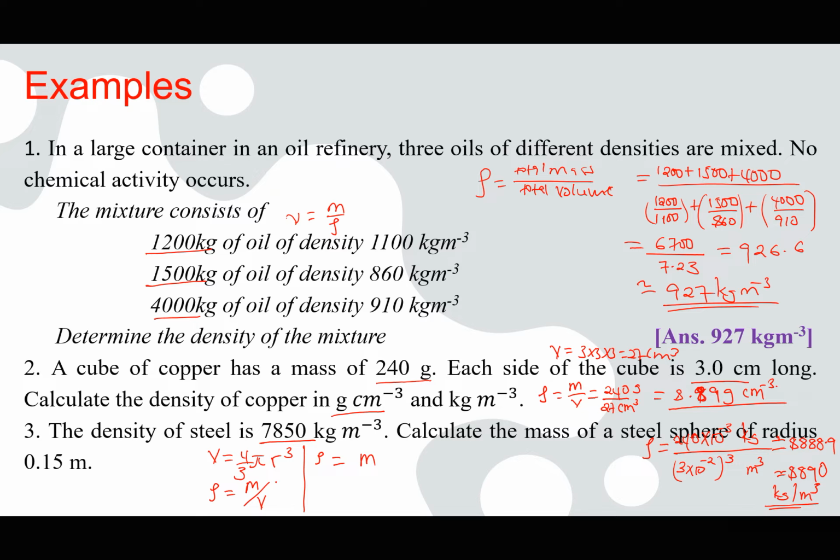Because the volume is 4 pi r cubed over 3, the 3 goes up, so it will be 3m divided by 4 pi r cubed. So I'm going to try and make r the subject here. So r is going to be the cube root, because r is to the power of 3, so r is going to be the cube root of 3m divided by 4 pi times rho. So I now just substitute in this equation.